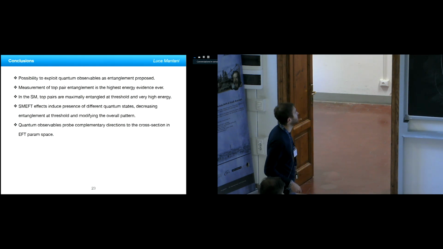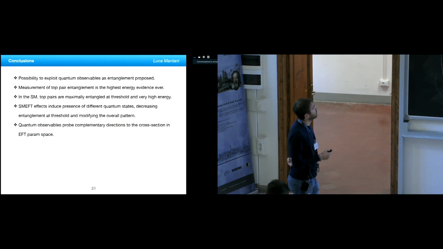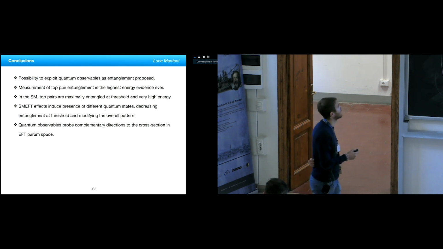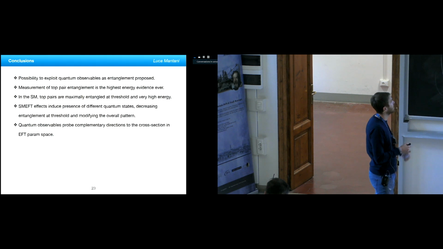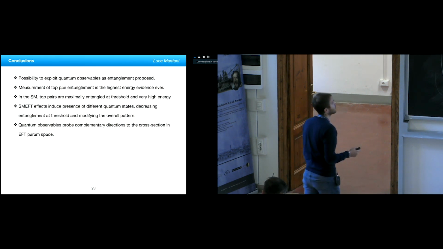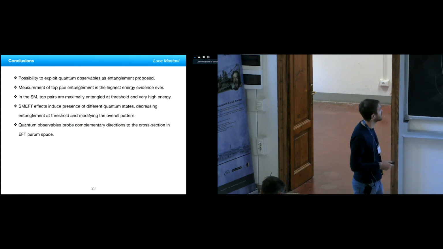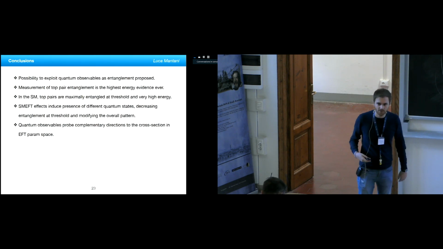I talked about exploiting quantum observables specifically for new physics, and we know that in the standard model, these top pairs are maximally entangled at threshold and at very high energy, and that the SMEFT operators can induce the presence of different quantum states, de facto changing this balance and possibly decreasing the entanglement at threshold and modifying the overall pattern. Finally, I showed you that these quantum observables can probe complementary directions to the cross-section in the EFT parameter space, and therefore they can be very helpful in searches for new physics.